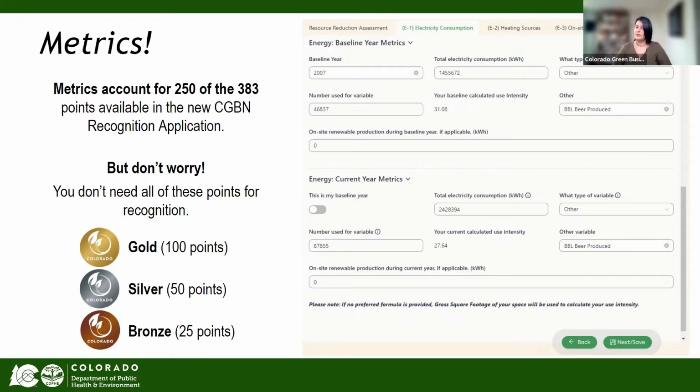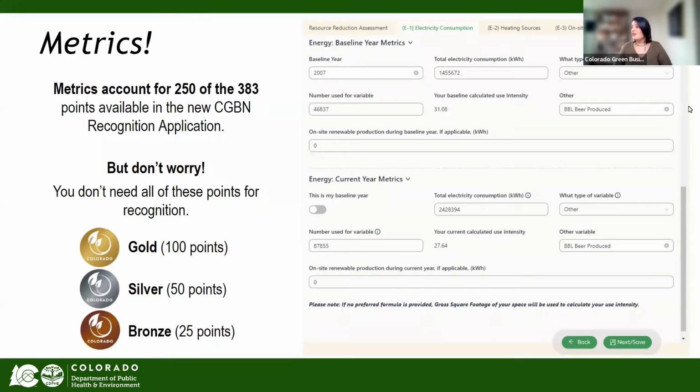So we have a screenshot here of what one of our metrics-based questions looks like on our new application so that you can kind of get a glimpse at it. And what we've done is we've actually combined the baseline metrics question and the current year metrics question into one question so that you can really easily see where you're entering all of your data, compare your data over time, and see exactly where you're at with our current score.